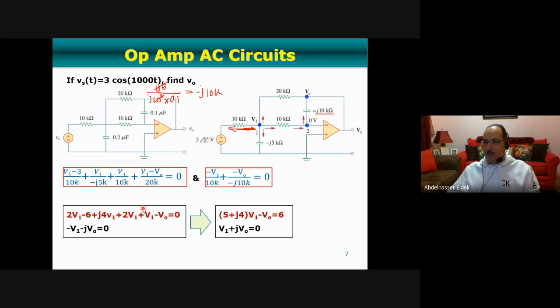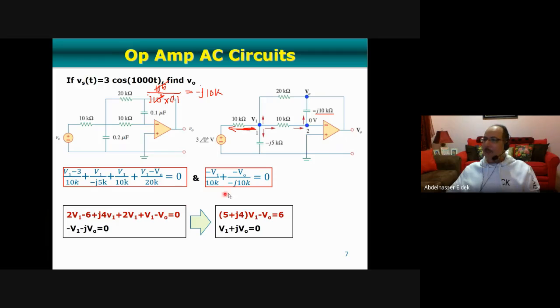Again, assume that this is 10, you multiply this by 20 here. 20 divided by 10 is 2, so it will be 2V1 minus 2 times 3, which is 6. And here 20 divided by 5 is 4, so it will be 4V1. And negative J, you move it up, will be positive J. And then 20 divided by 10 will be 2, so it will be 2V1. And then 20 divided by 20 is 1, so it will be V1 minus VO.